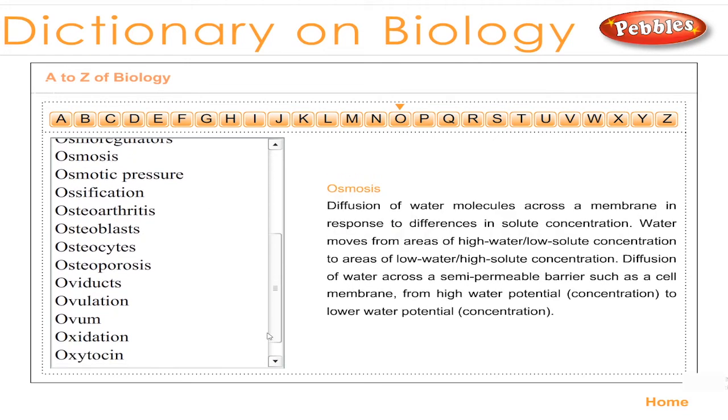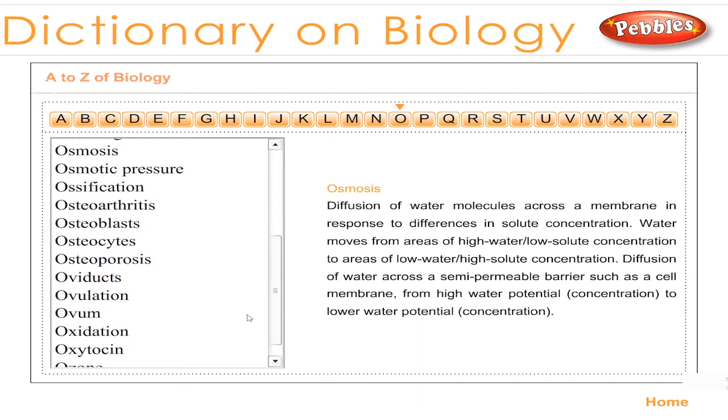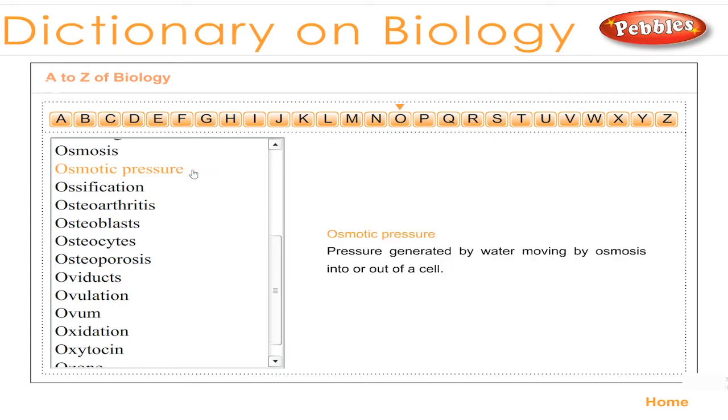Osmosis, diffusion of water molecules across a membrane in response to differences in solute concentration. Water moves from areas of high water or low solute concentration to areas of low water, high solute concentration. Diffusion of water across a semi-permeable barrier such as a cell membrane from high water potential or concentration to lower water potential or concentration. Osmotic pressure, pressure generated by water moving by osmosis into or out of a cell.